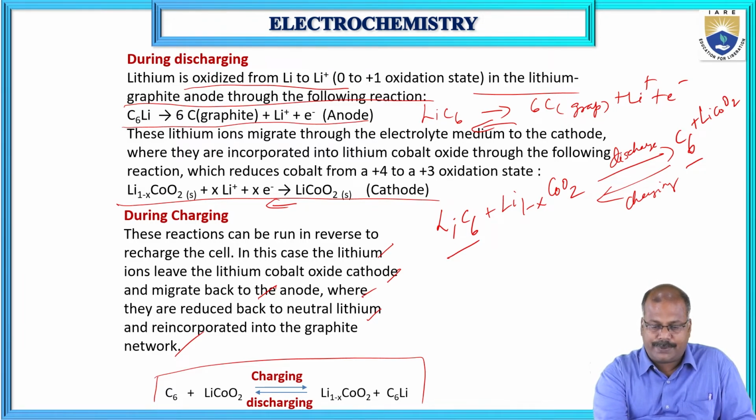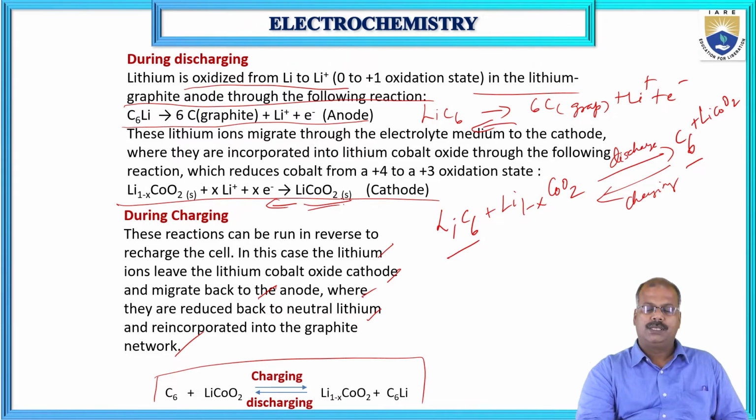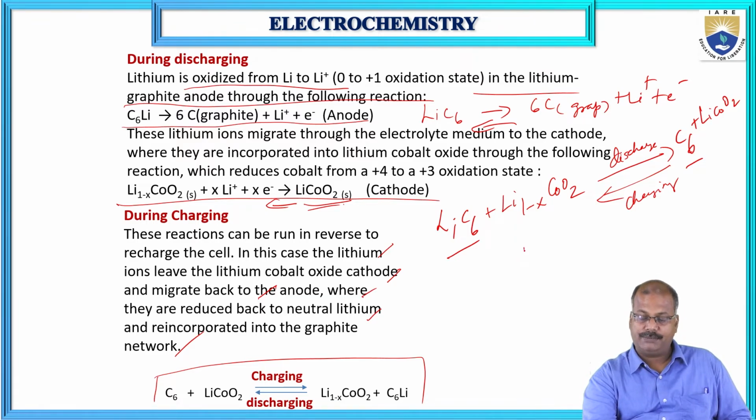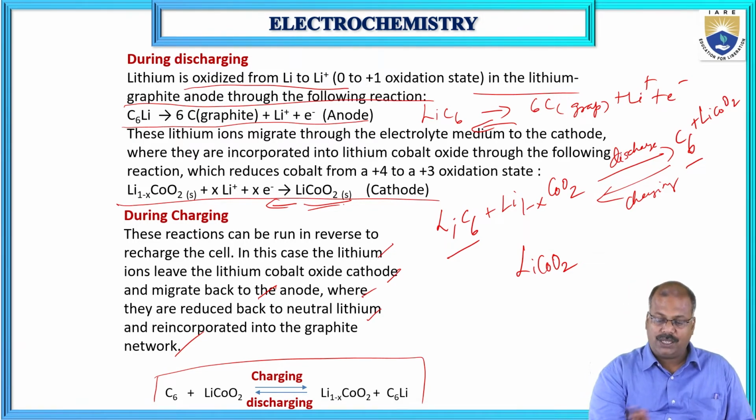Okay, so what happens? Lithium 1 minus X cobalt oxide plus lithium ion plus electron gives lithium cobalt oxide solid. So they go back to the initial active material, which is lithium cobalt oxide. Okay, so this is during discharging. So during charging, the reactions are all reversed.